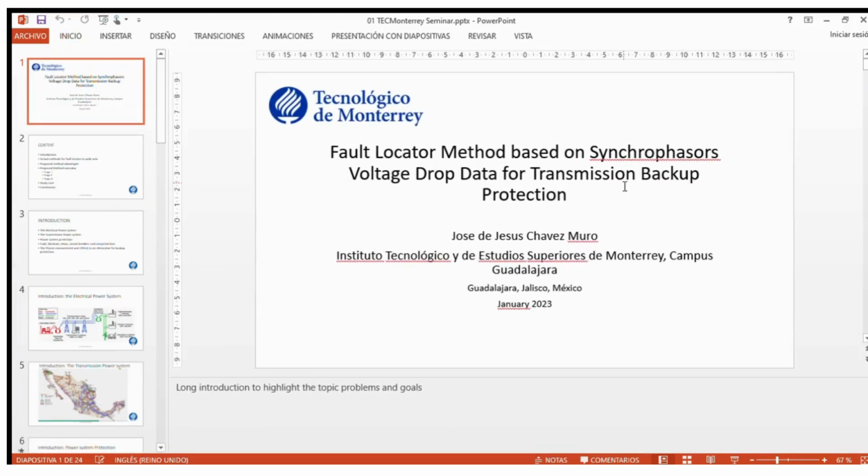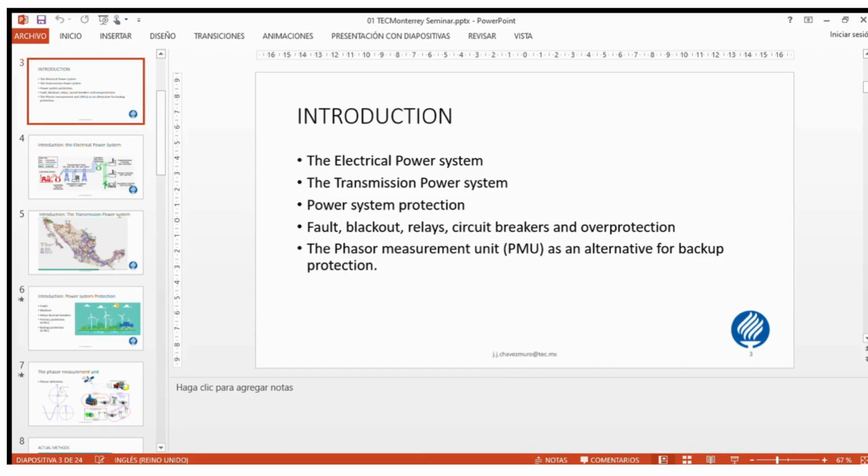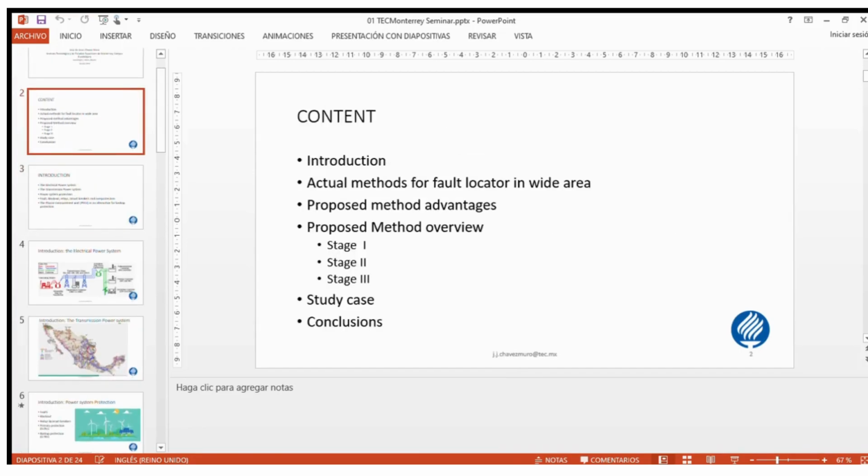Okay. The title of this presentation is Fabricator method based on synchrophasor voltage drop data for transmission backup protection. Okay, we're gonna see a long introduction. Then we're gonna speak about the actual methods used for wide area protection. Then the proposed advantage of the methodology, an overview of the methodology, study case and conclusion.